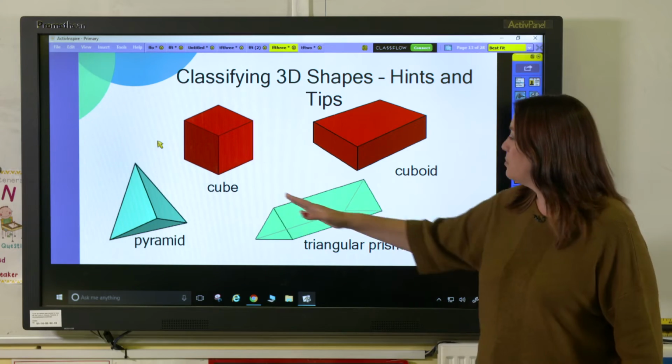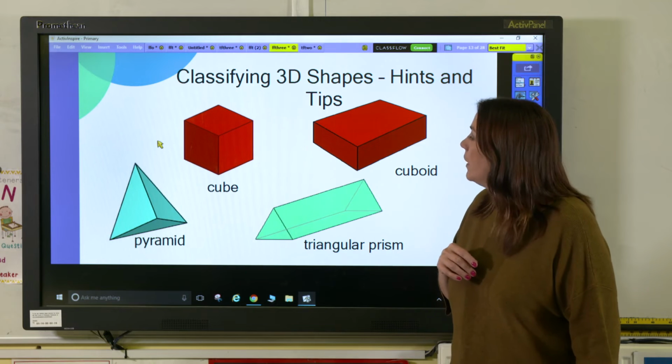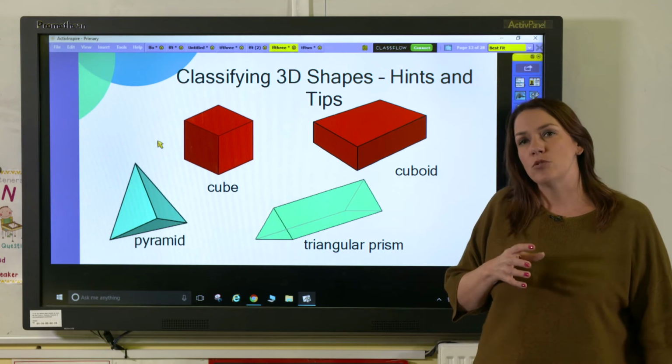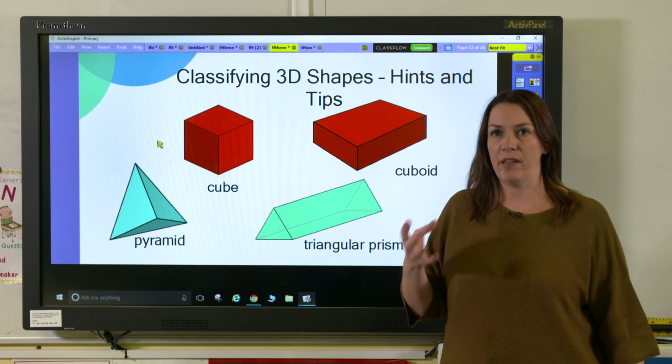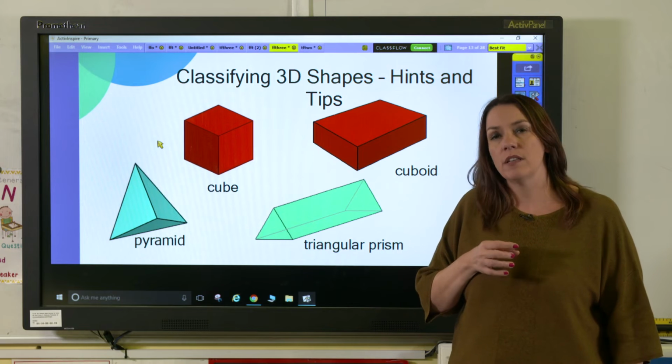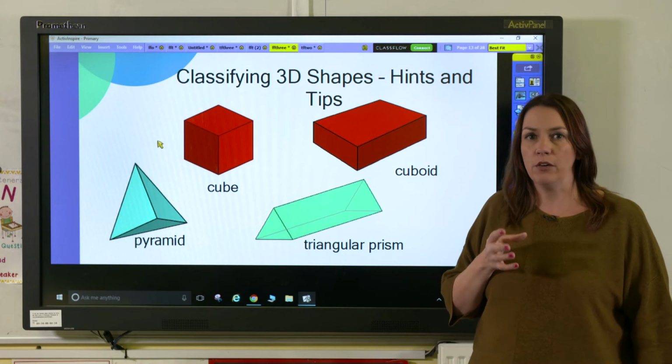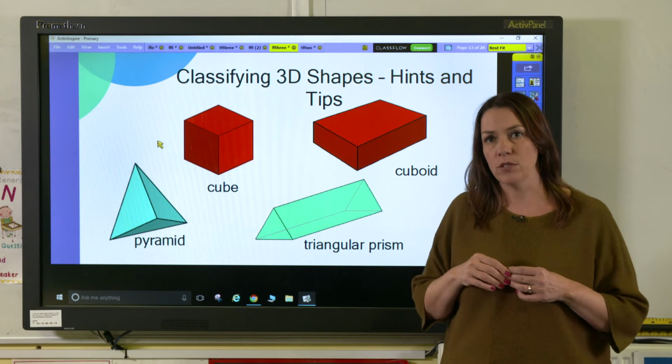Now let's have a look at this pyramid and the triangular prism. With a pyramid, I get my children to really visualise real-life pyramids like the ones from Egypt, so that they can think about them and what they would look like if they were actually standing on the ground.